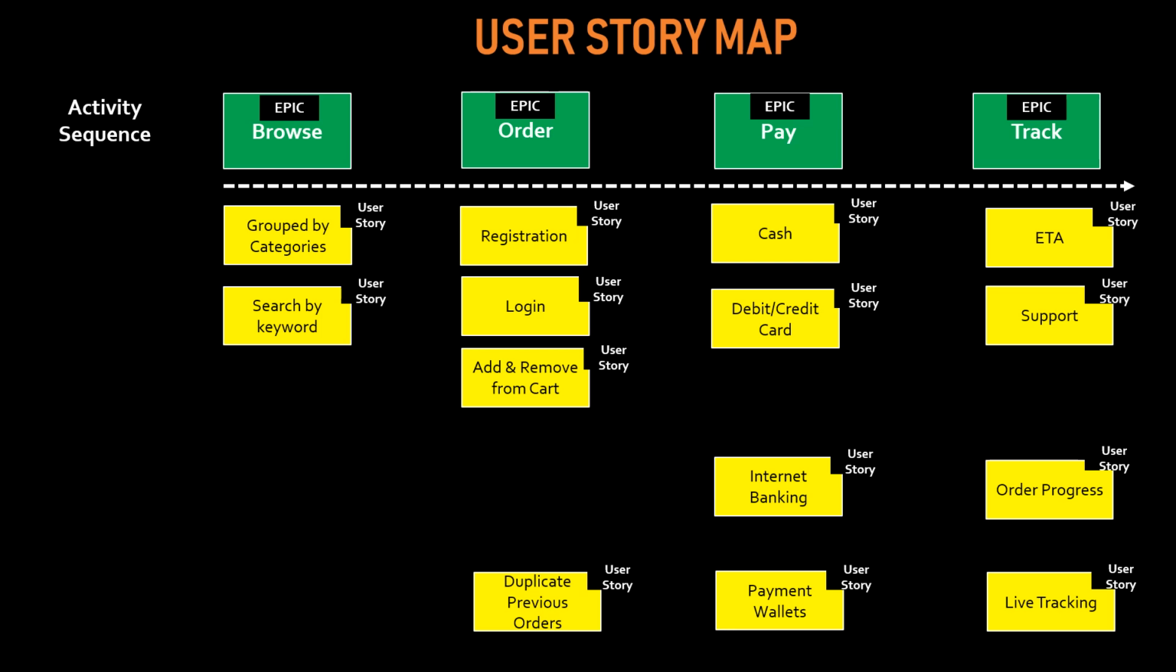For example, group by category, search by keyword. These are the tasks performed for the browse functionality. So all those relevant user stories will be tagged to that particular epic. Similarly, cash payment, debit card, credit card payment, internet banking payment, wallets, those will be tagged to the epic related to payment. So that's how you can fit it in.